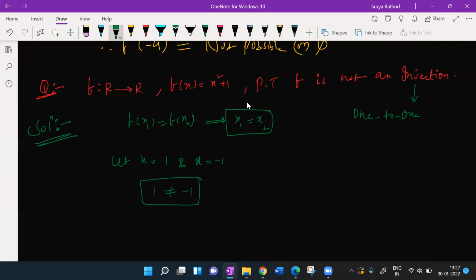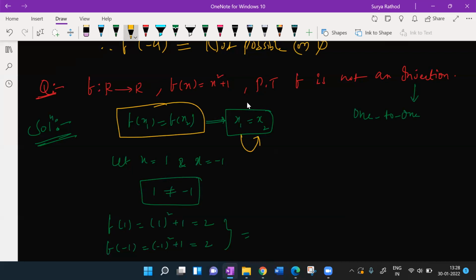Because for both the values, f of 1 gives you what? 2. f of minus 1 also gives you what? 2. Both are equal here. But see, our condition is this one. Both f values are equal means injection is told. But here x1 should be equal to x2, right?